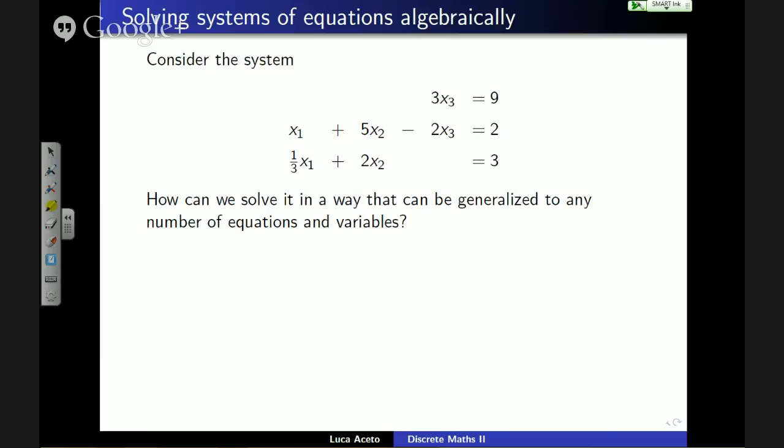So here's a system of equations in 3 variables with 3 equations. How can we solve it in a way that can be generalized to any number of equations and variables? Fortunately, somebody devised algorithms for us to do that. And this somebody is a guy by the name of Gauss, together with a pal by the name of Jordan, or Jordan, because I think he was French.